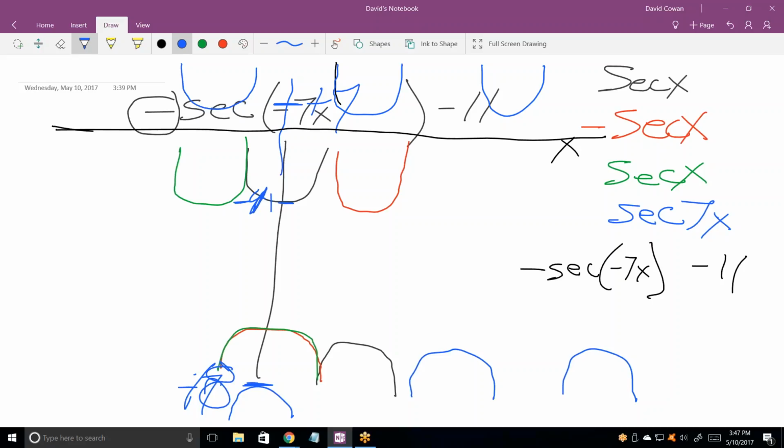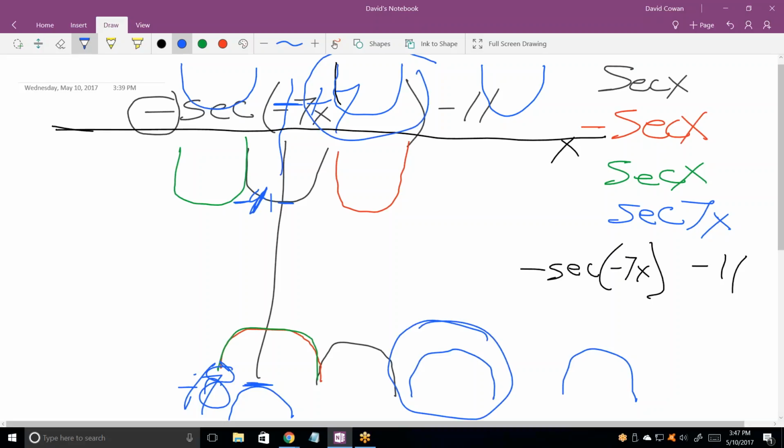Unless she only wanted you to graph one period of this thing. If she wanted you to only graph one period, it's probably this one here, because that's 2 pi to the right of my original blue line. If she wants you to just graph the function, then you can do it the way I did it.